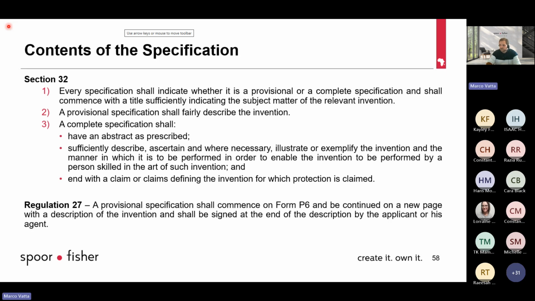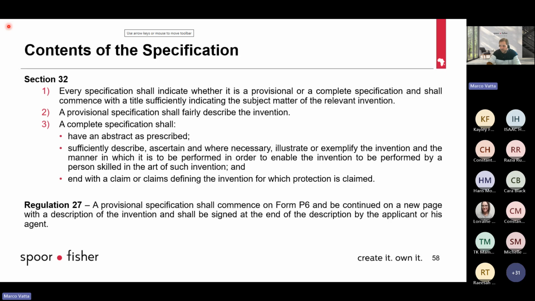Okay, so if we then move on to Section 32, Section 32 stipulates what the contents of the specification are. It says every specification shall indicate whether it is a provisional or a complete specification. That is either done on Form P6 or P7. Where it's a national phase application, that requirement is not applicable. Then a provisional specification must fairly describe the invention, whereas a complete specification must also include an abstract.